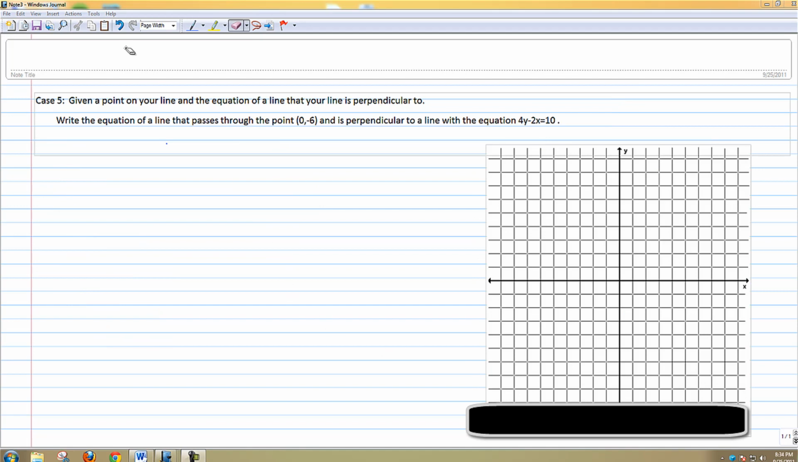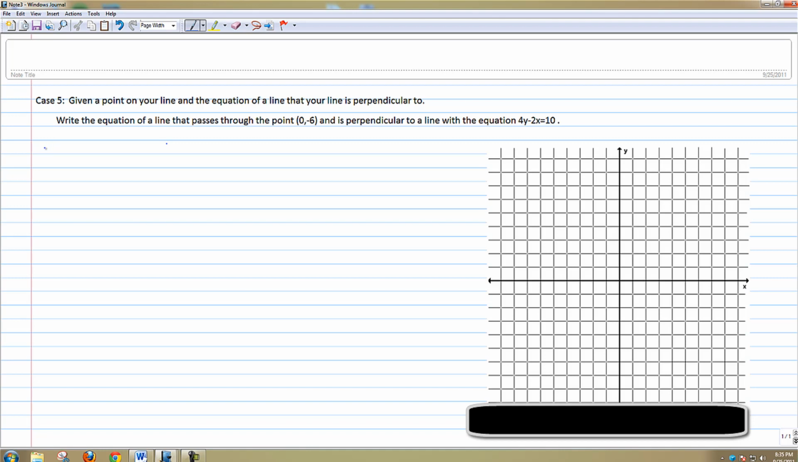So now let's go ahead and consider our fifth case where we're given different information, and this time we're going to be given a point on our line, but the equation of a line that we are perpendicular to. So notice it's perpendicular, not parallel. So they tell us to write the equation of a line that passes through the point 0, negative 6 and is perpendicular to a line with the equation 4y minus 2x is 10.